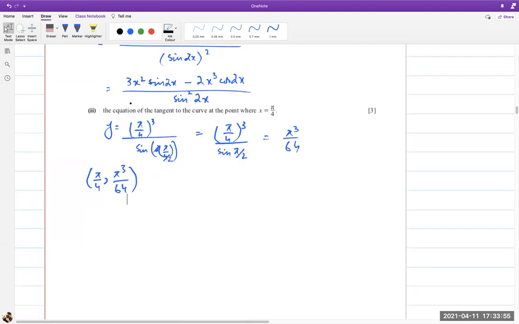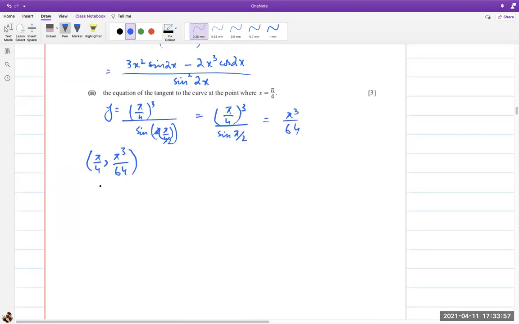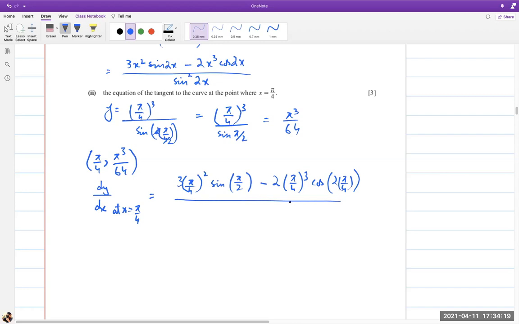So I'll just plug that in there and that's how I got it. Now I'll do the same thing for dy by dx. Dy by dx at x equal to pi by 4 is simply 3 pi by 4 whole squared sine of 2 pi by 4, which is pi by 2, minus 2 into pi by 4 cubed cos of 2 into pi by 4, which is cos pi by 2, which is 0. And similarly, sine squared of 2 into pi by 4, that is again 1.